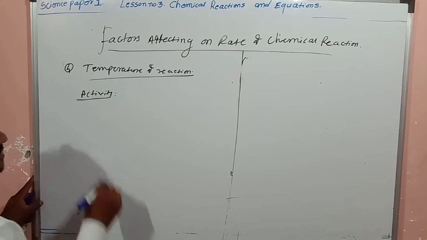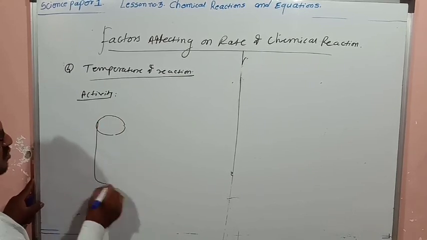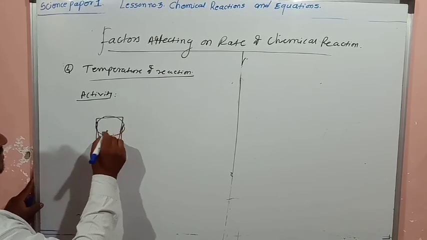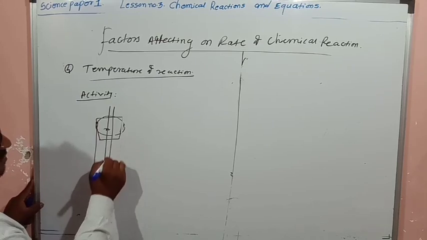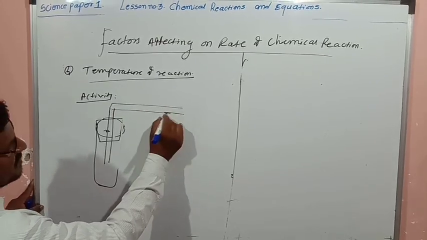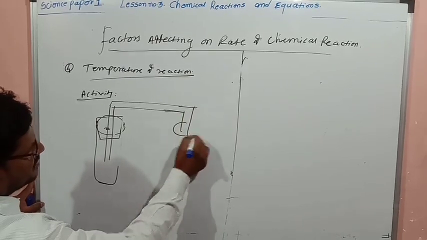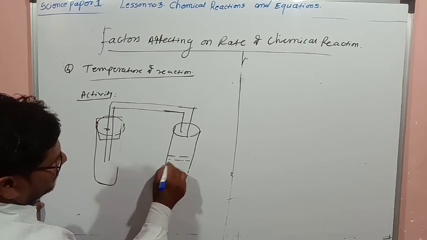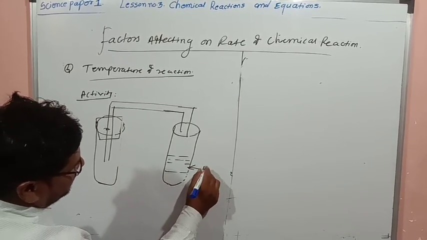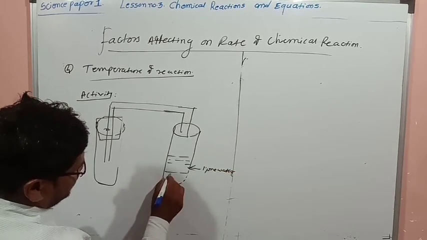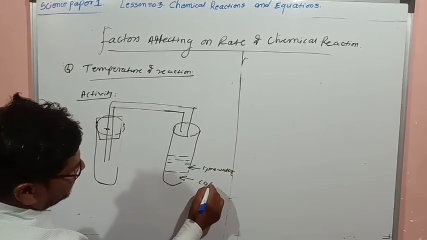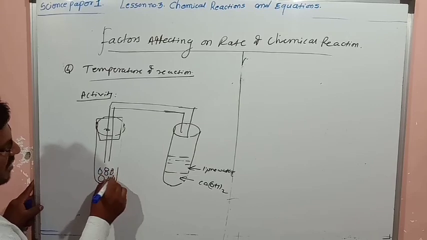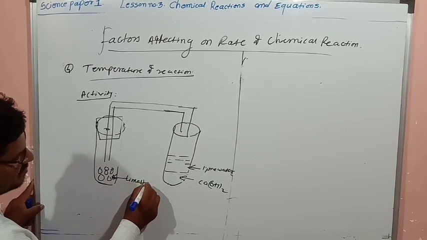We have studied one activity, and in that, suppose you take one test tube. Here you are taking a rubber cork and a bent tube. You are going to take another test tube, and in that you are taking lime water, which is Ca(OH)2. And here you are taking pieces of calcium carbonate, limestone.